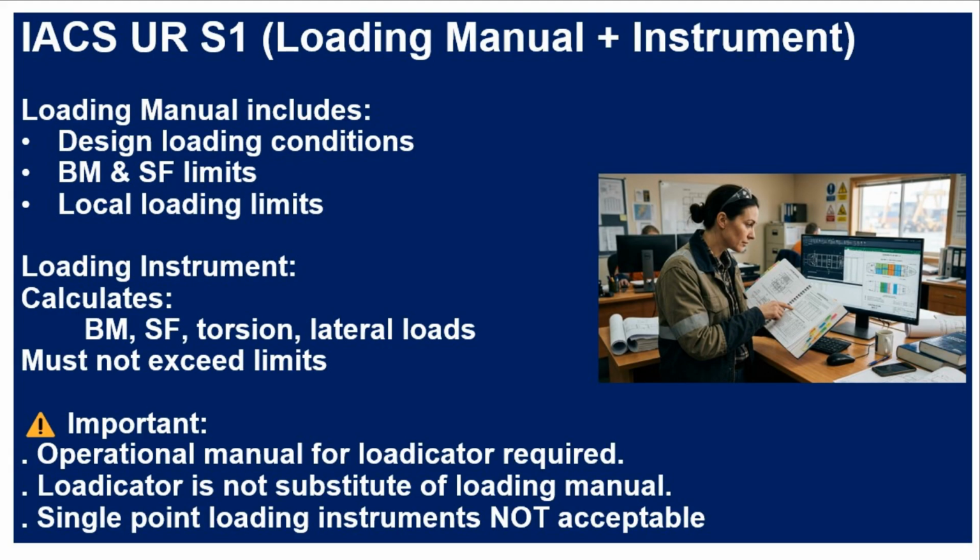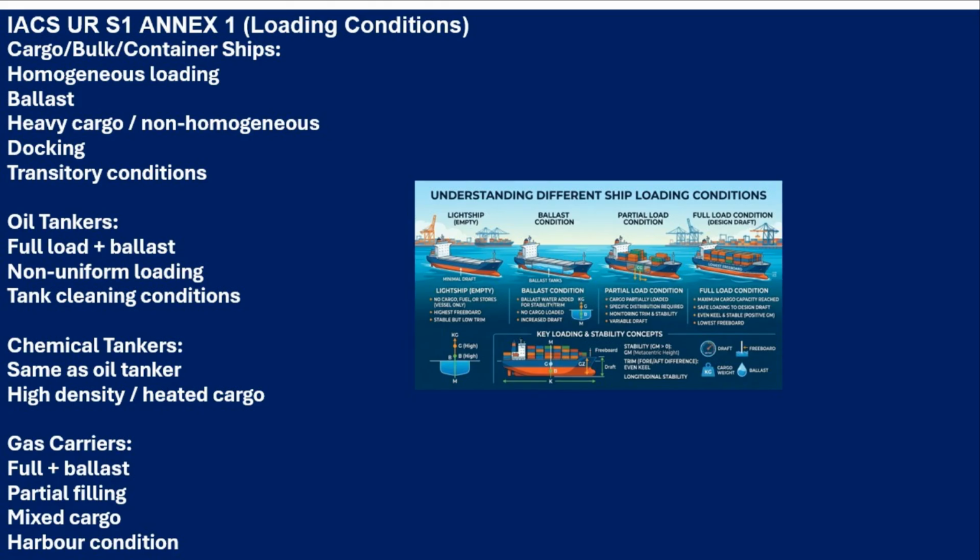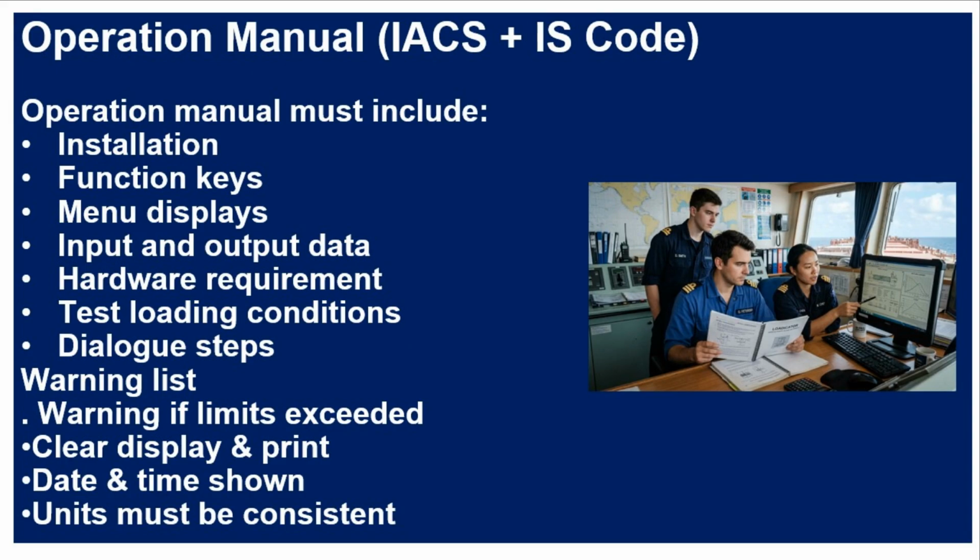The loading manual provides limits for bending moment and shear force, while the loading instrument ensures these limits are not exceeded. Approved test conditions are used to verify the accuracy of the Loadicator and must include a minimum of 4 approved test conditions: full load, ballast, and partial loading conditions. IACS defines different loading conditions for different ship types, ensuring safety under all operational scenarios. The operation manual must clearly explain system usage, inputs, outputs, and warnings to ensure correct operation.